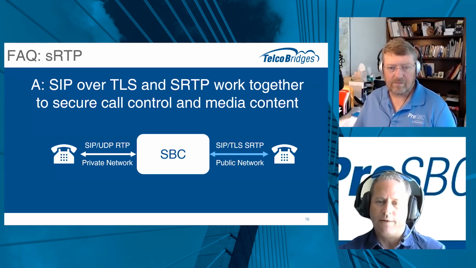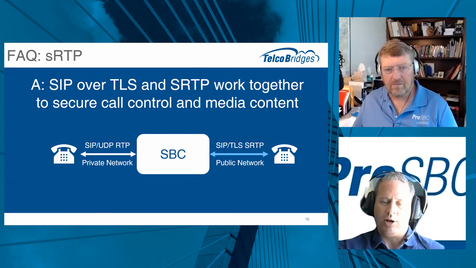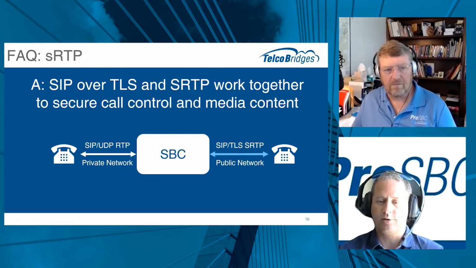Right. Well, you can convert from RTP to SRTP by just taking the RTP traffic and encrypting it on the other networks. Here we show a private network can use RTP because it's a secured environment, and the public network would use SRTP and SIP TLS.